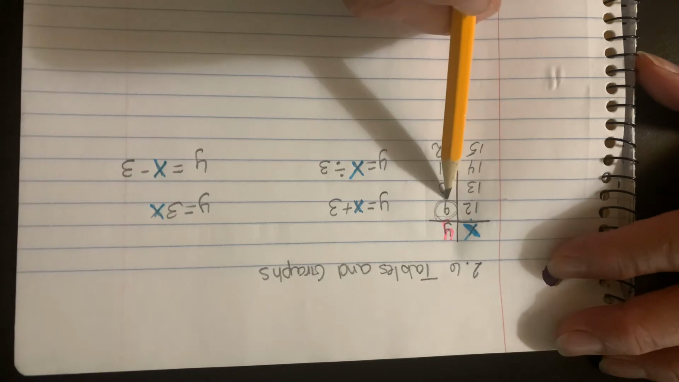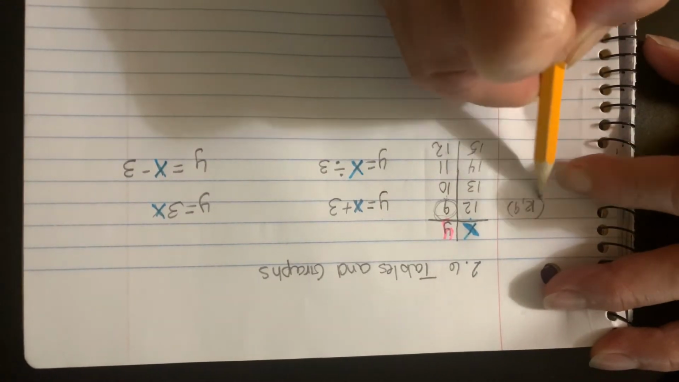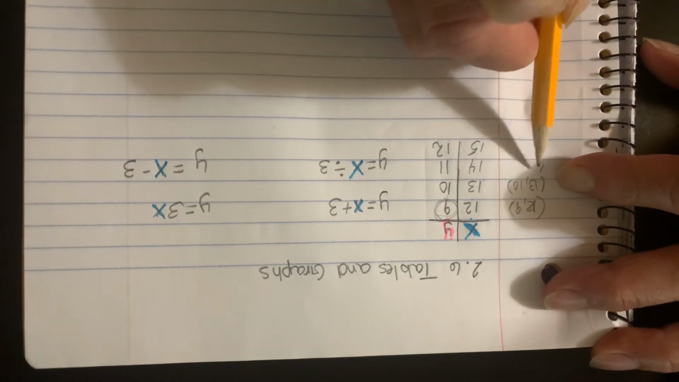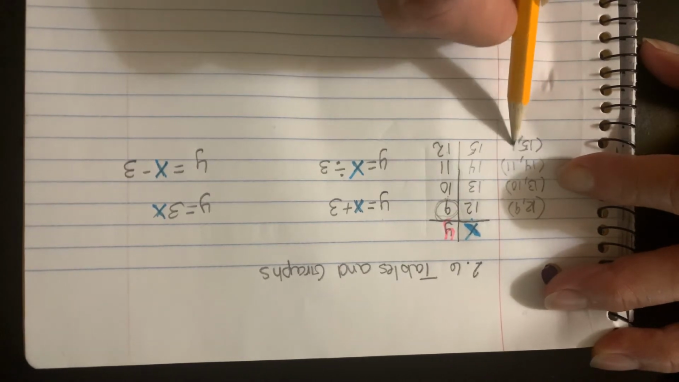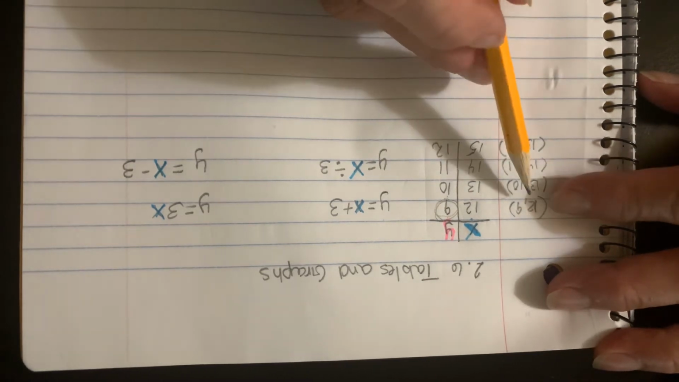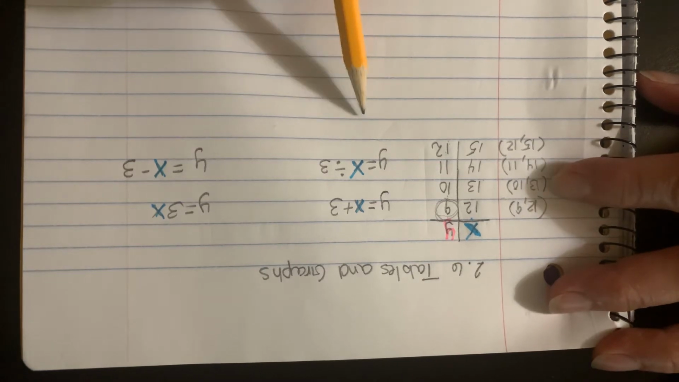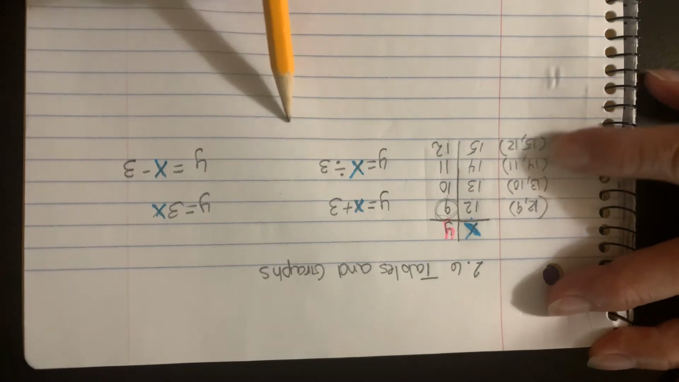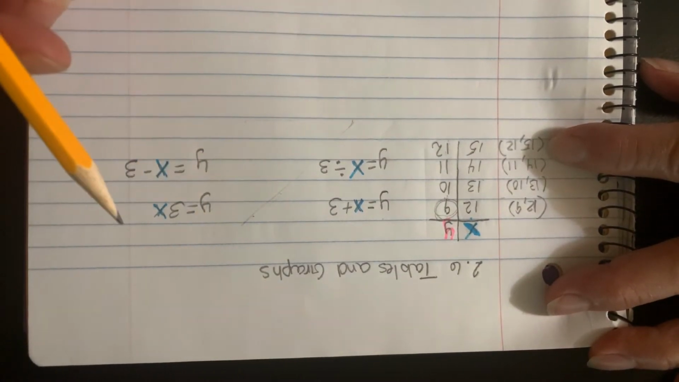Because remember, this is an ordered pair. This is ordered pair 12, 9 on a graph. This is ordered pair 13, 10. This is ordered pair 14, 11, and this is ordered pair 15, 12. If I graphed this, this would make a linear line. I go over 12 on the X, I go up 9, I put a point. I go over 13, up 10, I put a point. Over 14, up 11. Over 15, up 12. It's creating this nice linear line, okay?